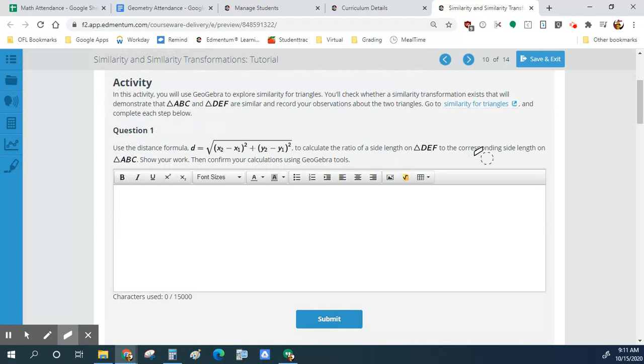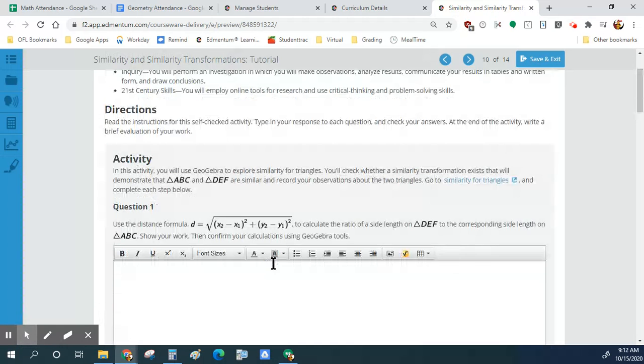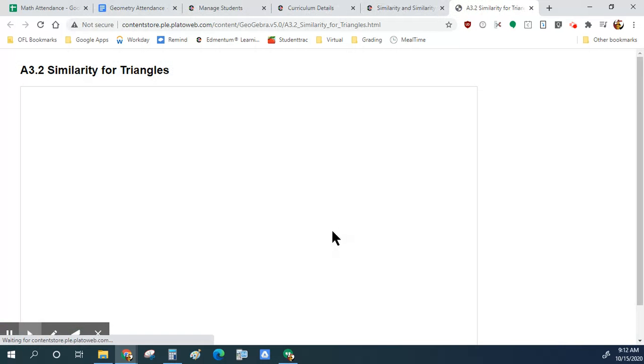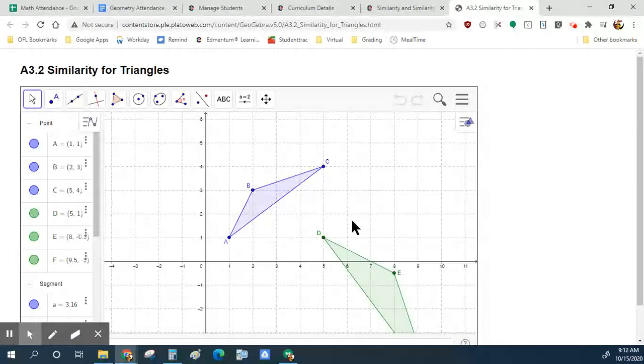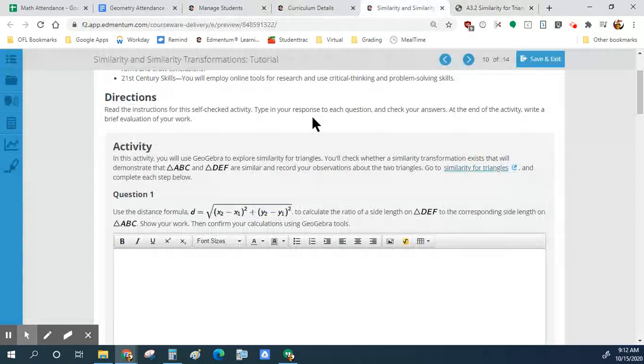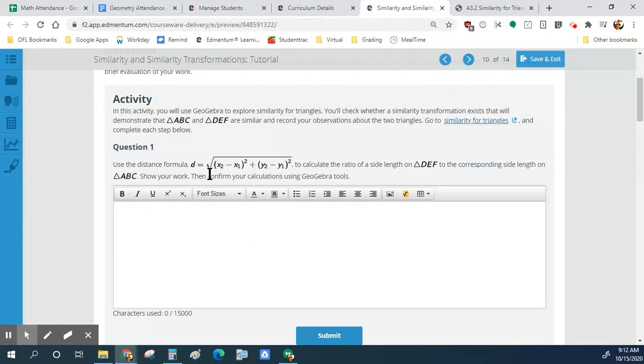So calculate the ratio of this. So let's go into our GeoGebra. Similarity transformation. All right, and they want us to find the distance and show your work to confirm using GeoGebra tools.